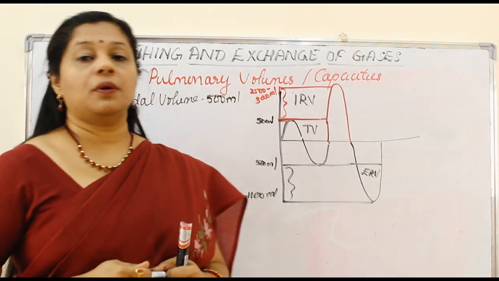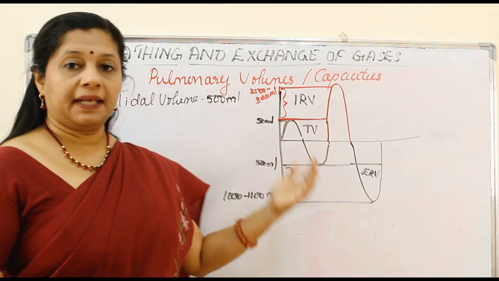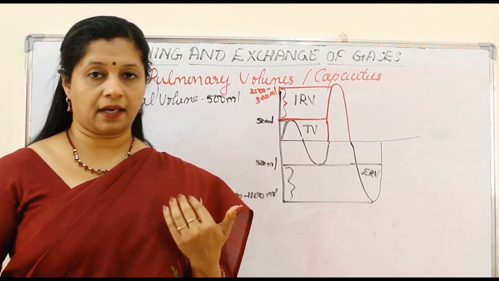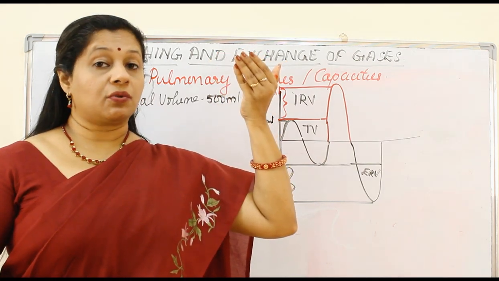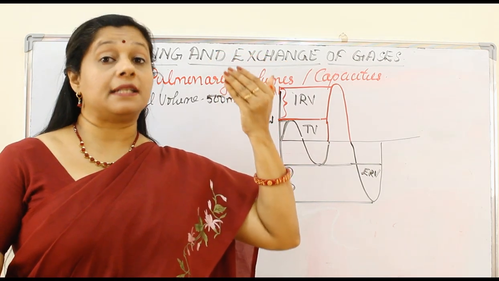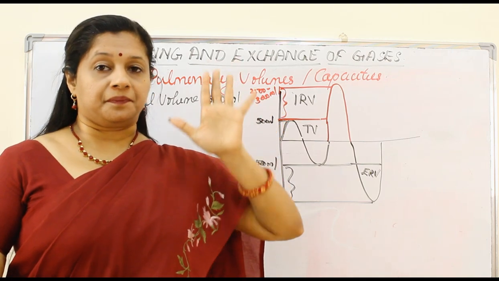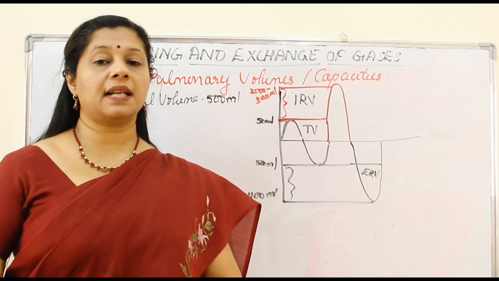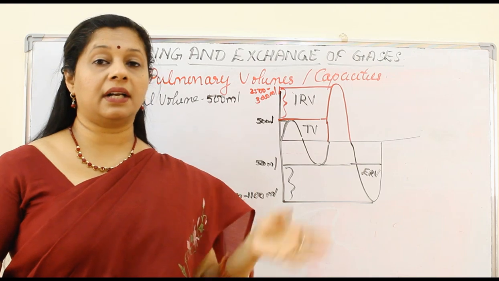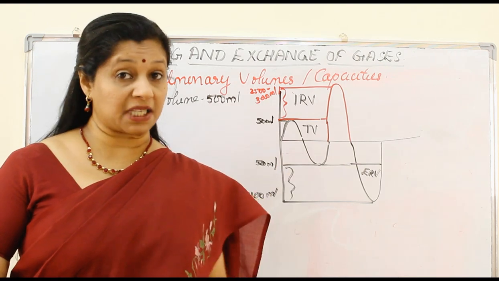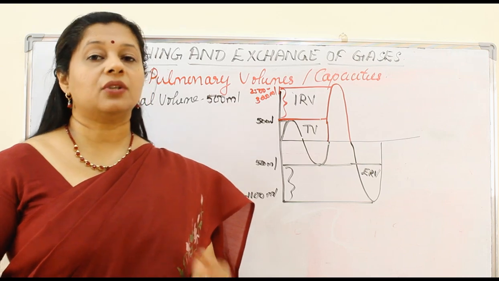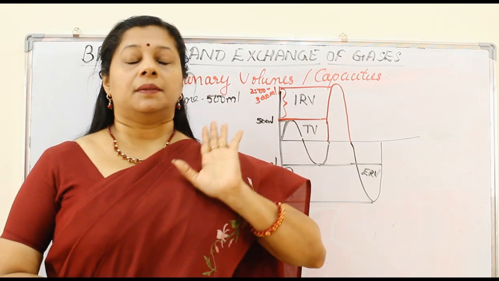So normally what I am taking is tidal volume, that is 500 ml. Forcefully I am taking an additional amount of air, almost 2500 to 3000, that is my inspiratory reserve volume. With forceful exhalation I can give out more than 500, up to 1000 to 1100 ml, that is expiratory reserve volume. So imagine now I am exhaling forcefully.